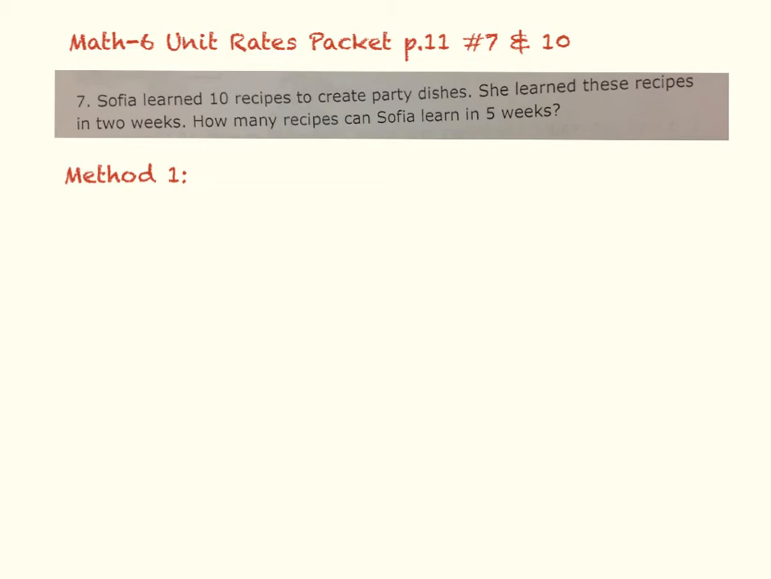Okay, so this is Math-6, the unit rates packet, page 11, number 7 and number 10. Okay, so number 7. Sophia learned 10 recipes to create party dishes. She learned these recipes in 2 weeks. So 10 recipes in 2 weeks. How many recipes can Sophia learn in 5 weeks?